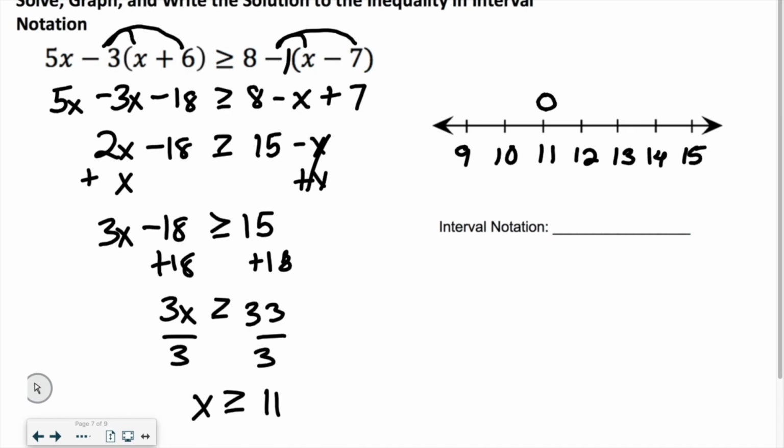Above 11, it's a filled in circle because we have an equal to as an answer. And this is x is greater than or equal to 11, so it's going to go to the right. So we start with 11 because it has a bracket, or a filled in circle, you make a bracket. And it's going to the right, which means it's positive infinity forever and ever and ever. And bracket at the end.